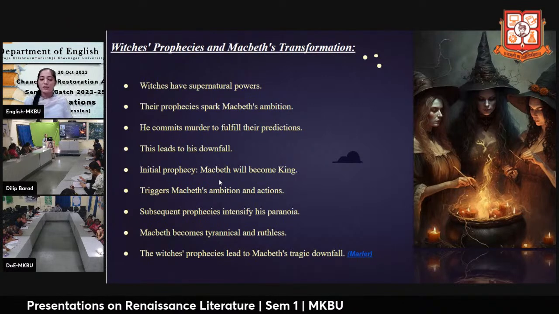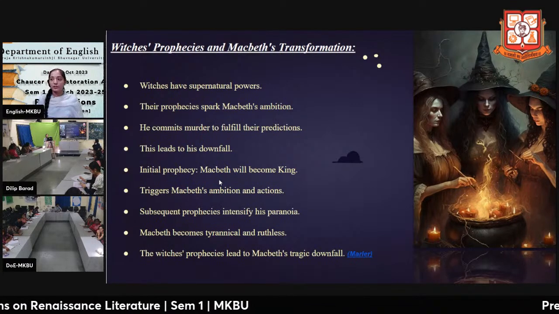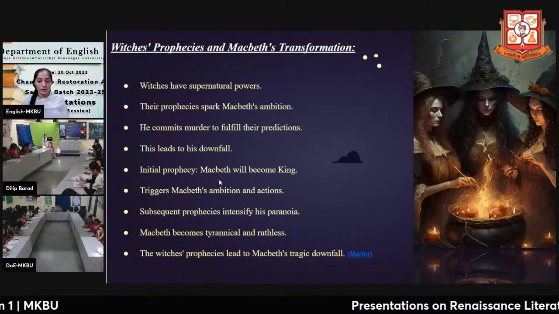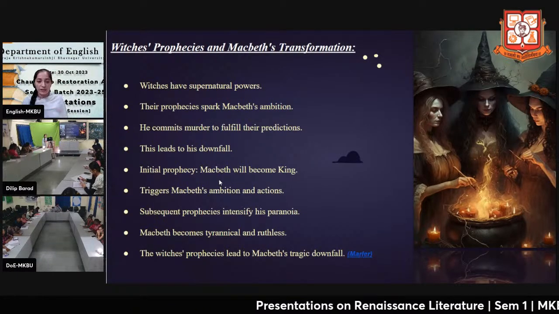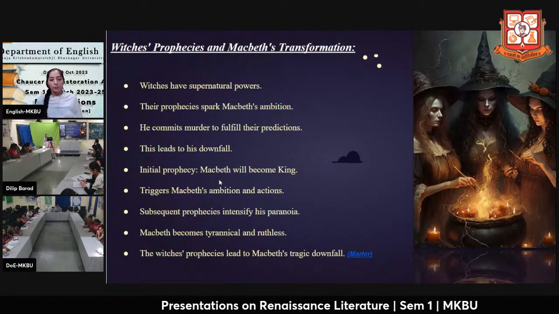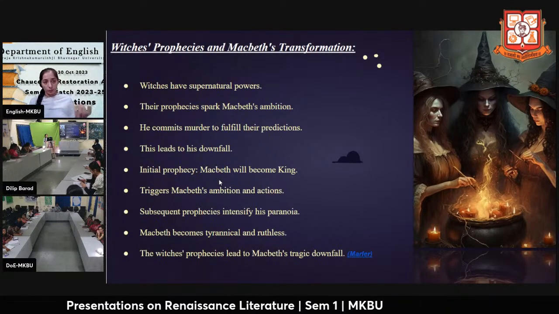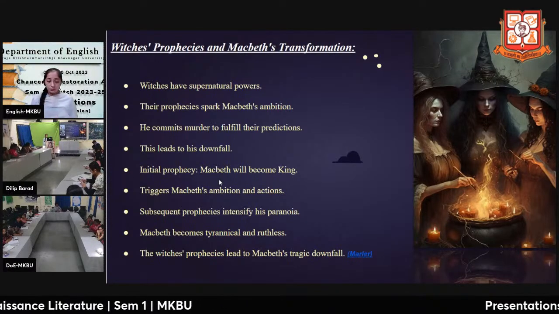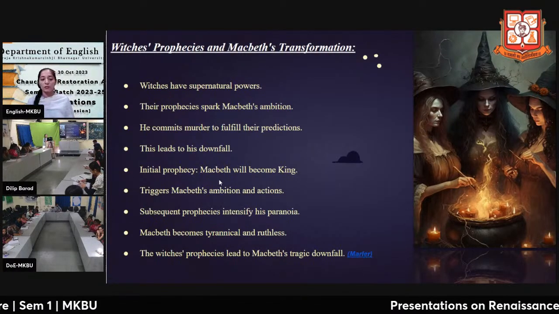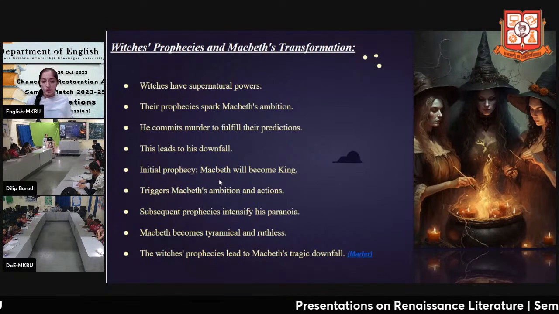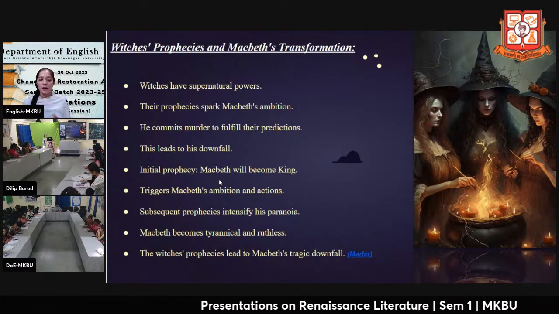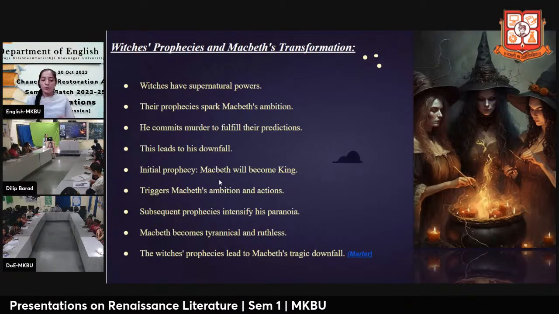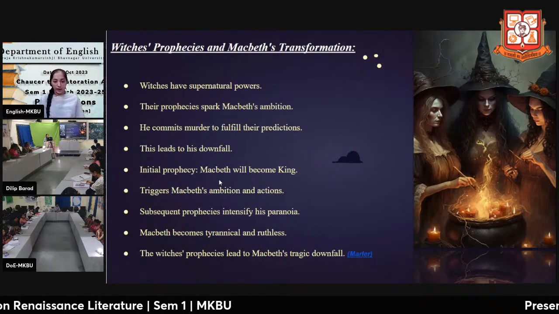The initial prophecy is that Macbeth will become king. We can find that when Macbeth meets these three witches, at that time he realizes that he will become king. After that, it sparks his ambition and he commits several murders. Their prophecies trigger Macbeth's ambitions and actions.